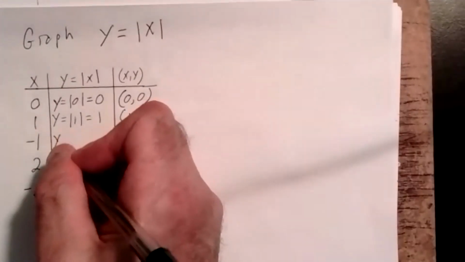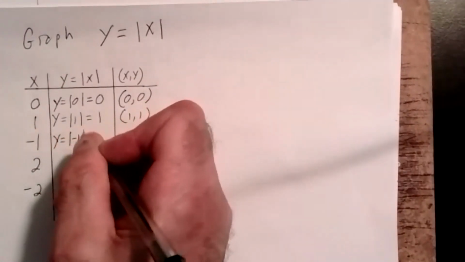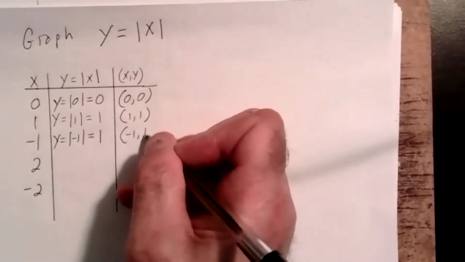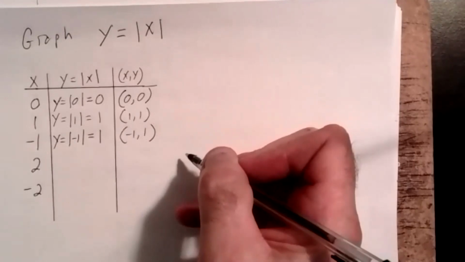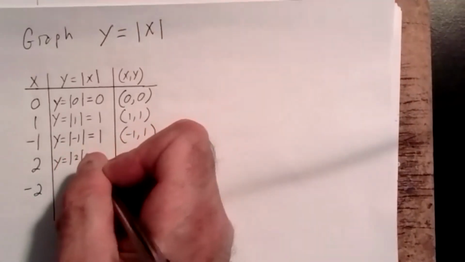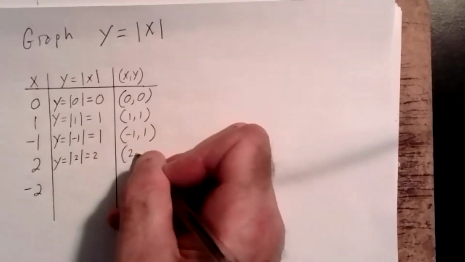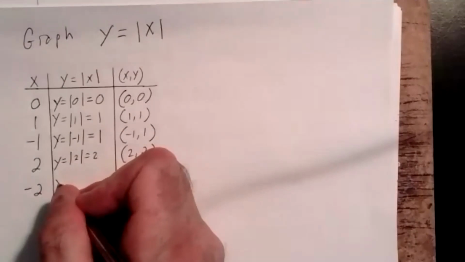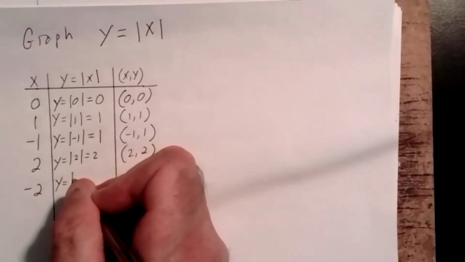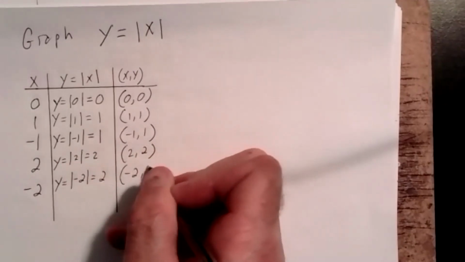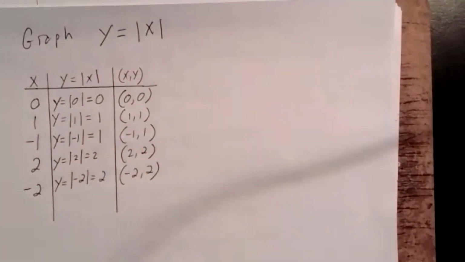If x is -1, y would be the absolute value of -1. The absolute value of -1 is 1. Hence, (-1, 1) is also another ordered pair solution to that equation. If x is 2, y is the absolute value of 2, which is 2. Hence, (2, 2) is another ordered pair solution. And finally, if x is -2, y is the absolute value of -2, which is 2. Hence, (-2, 2) is also a solution to that equation.